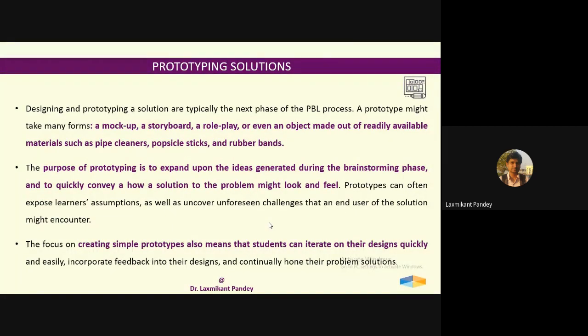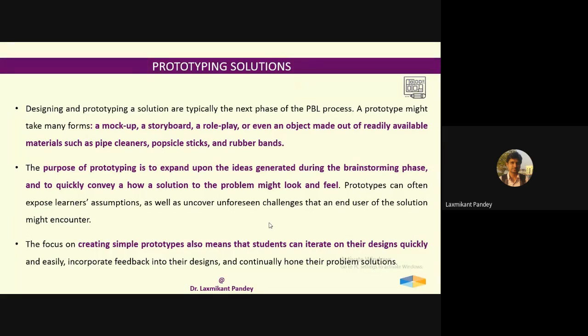As I told you, if the students come with different types of solutions to a specific problem, after discussing among themselves the different pathways or processes they can utilize for solving those particular problems, they can go for designing a prototype of that particular problem.